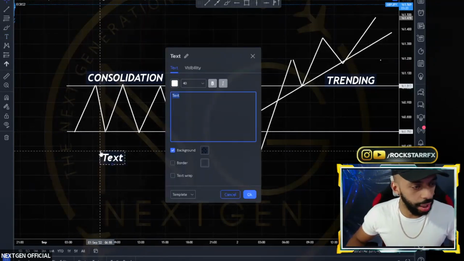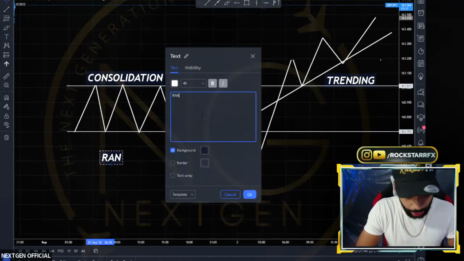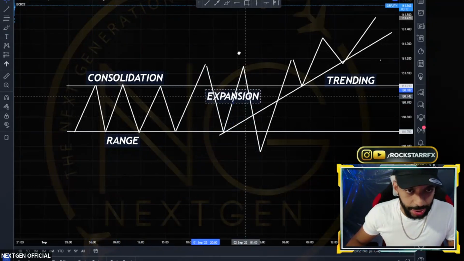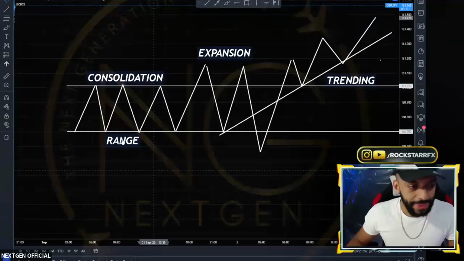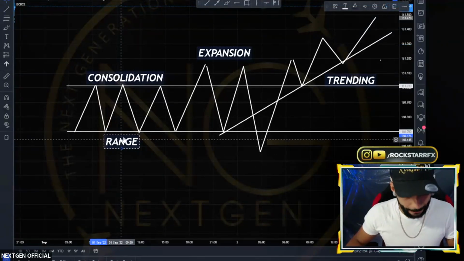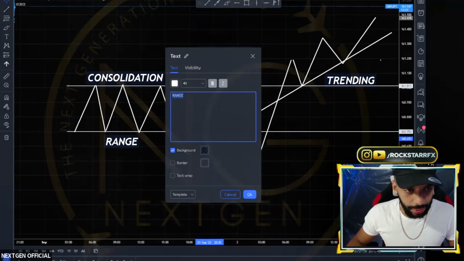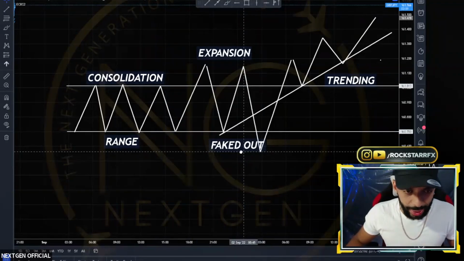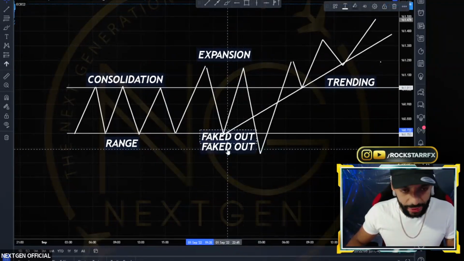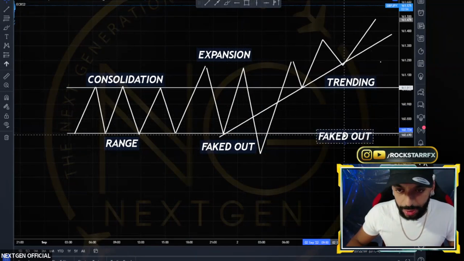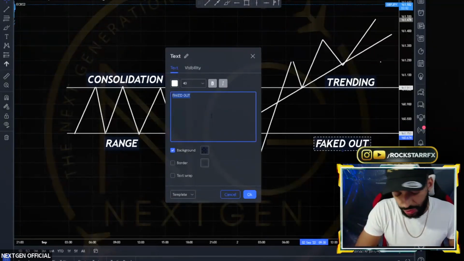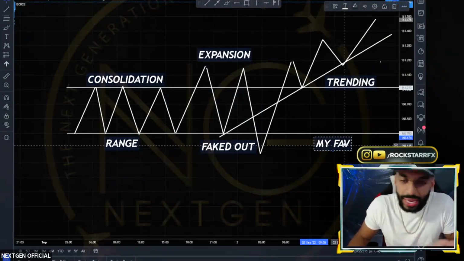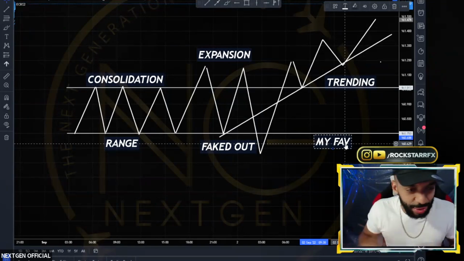The consolidated market for most traders is what we as binary options traders just call the range. Okay? It's the range. The expanding market is where most people get faked out. And then you have the trending market, which is my personal fave. There's no real name for it. It's just my favorite market. It's the trending market. There's not multiple names for it, right?